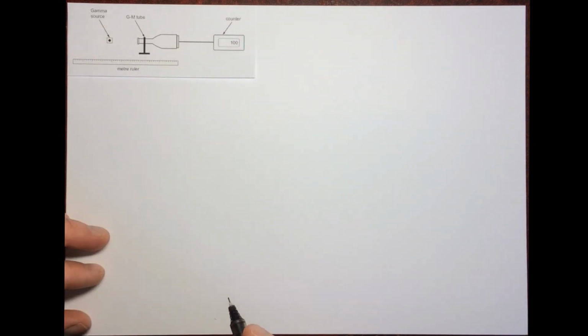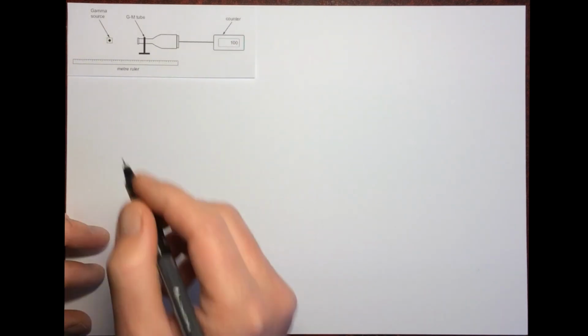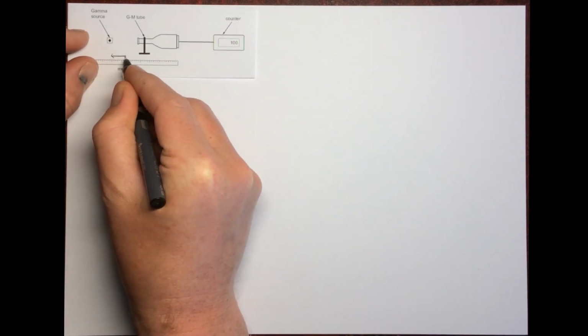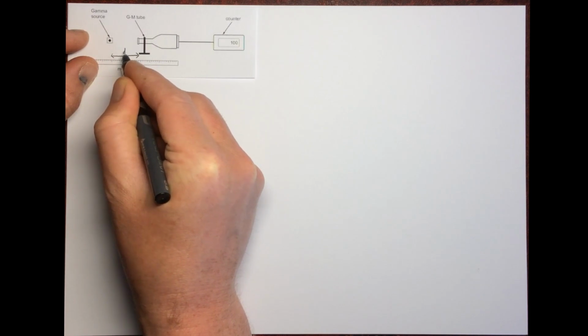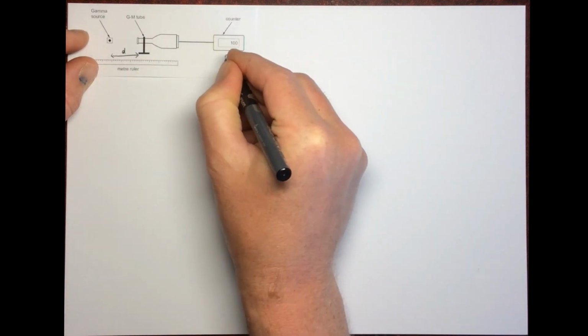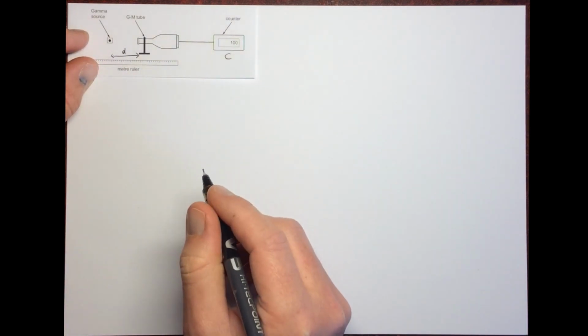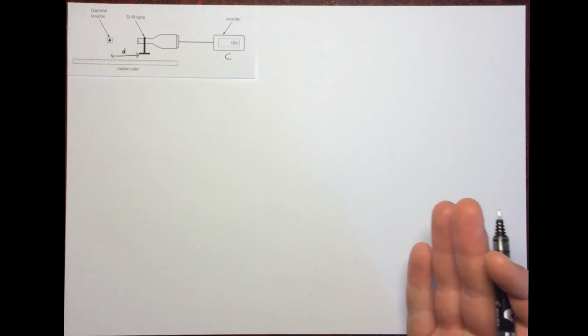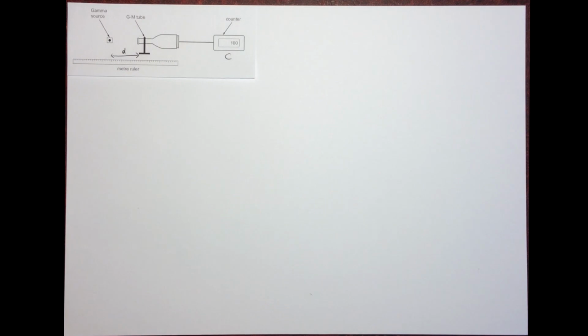What we're going to look at is how the distance d between these two things affects the count rate on this counter. The count rate is the number of counts per second, or the number of counts in 100 seconds, or whichever unit you choose to use.